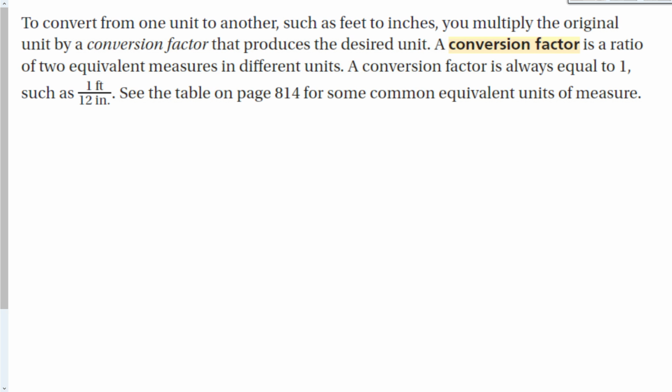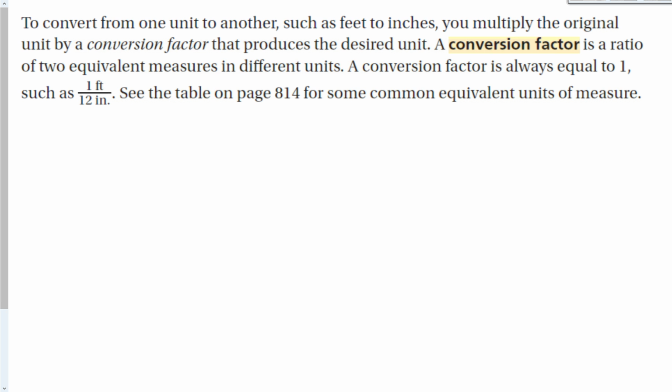So to convert from one unit to another, such as from feet to inches, we need to multiply the original unit by a conversion factor. That produces the desired unit. So a conversion factor is a ratio of two equivalent measures in different units. A conversion factor is always equal to 1, such as 1 foot to 12 inches, because there are 12 inches in a foot.